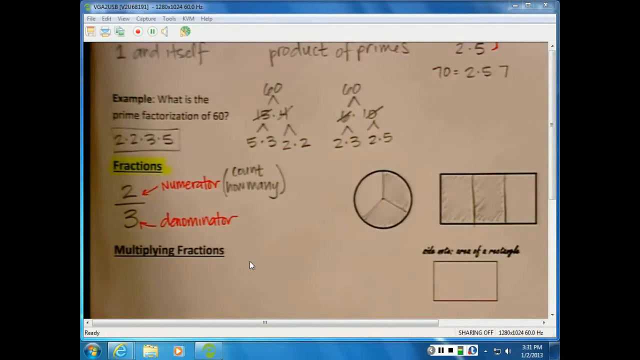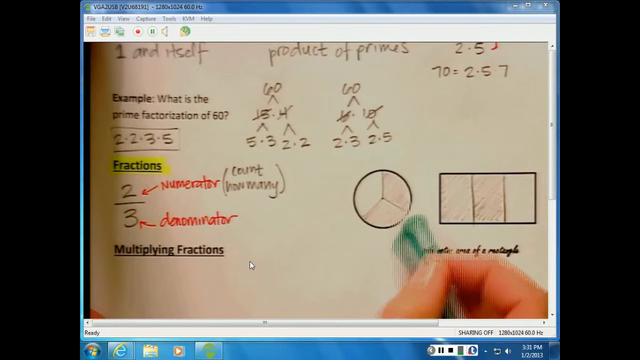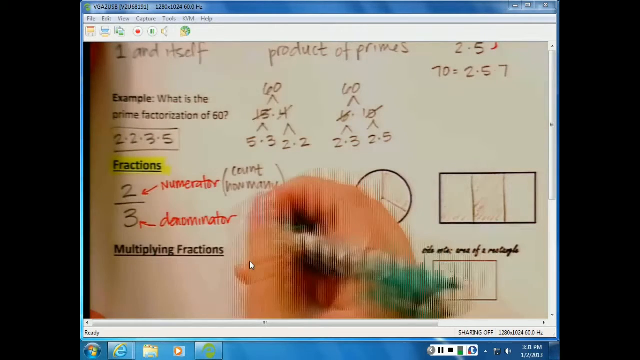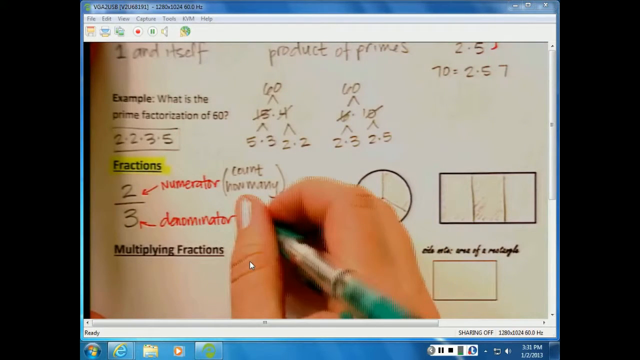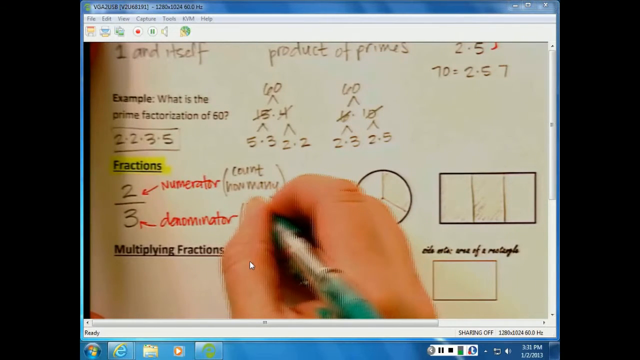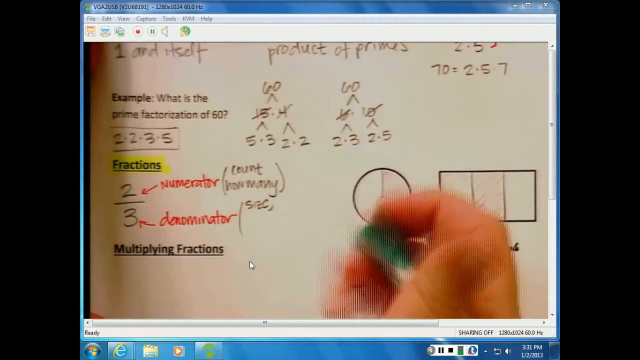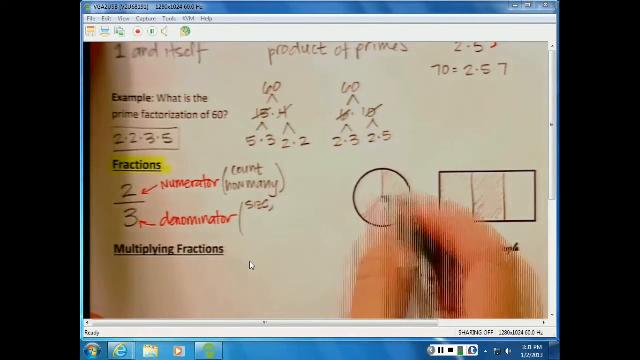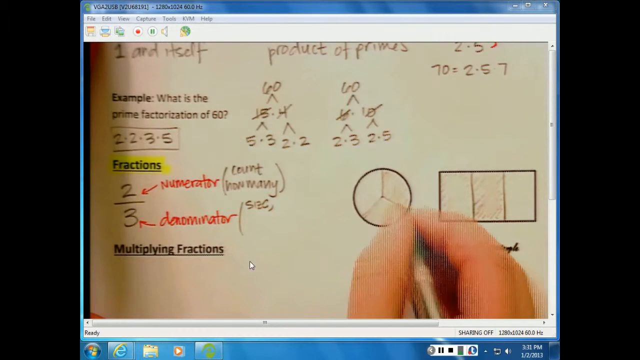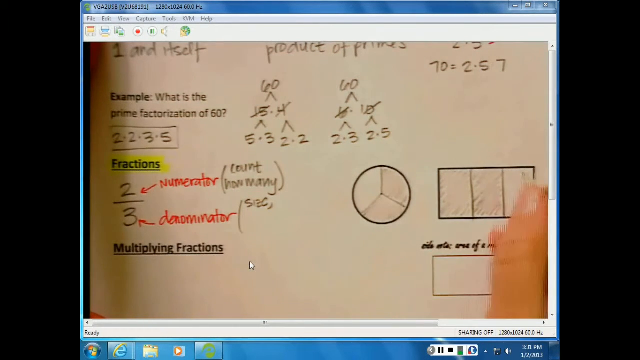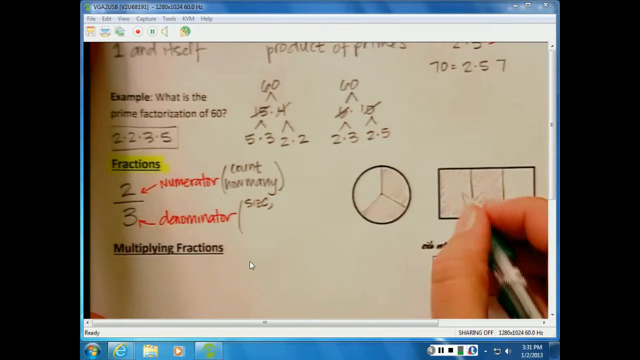Again, numerator refers to count. How many pieces do we have? Well, here I have 2 pieces. Denominator refers to size. Now when I say size, what I mean is how many parts does it take to make a whole? Well, a whole pie in this case would be 1, 2, 3 parts. The whole rectangle in this case is 1, 2, 3 parts.